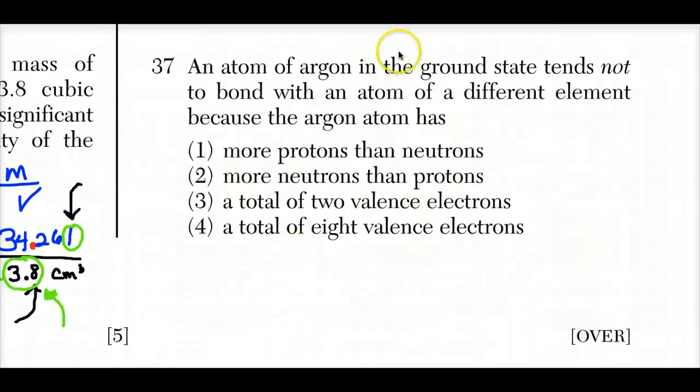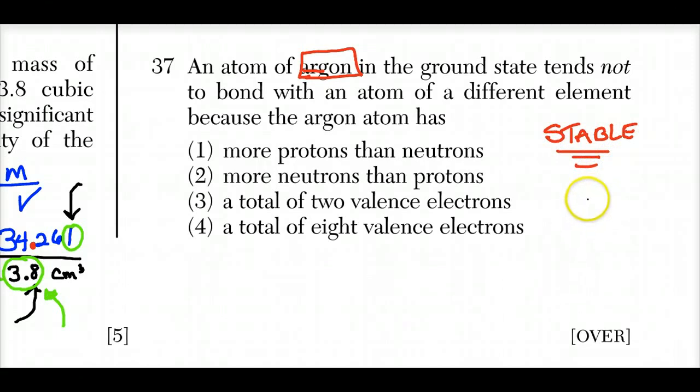Number 37, an atom of argon in the ground state tends not to bond with an atom of a different element because argon, my friends in chemistry, is a noble gas. It's got a stable configuration. All the noble gases have very stable electron configurations. Now, stable means they have low energy, which means they're going to stay in that state until you add a lot of energy to destabilize them. So they are not going to bond because they naturally have the electrons necessary to make them stable.